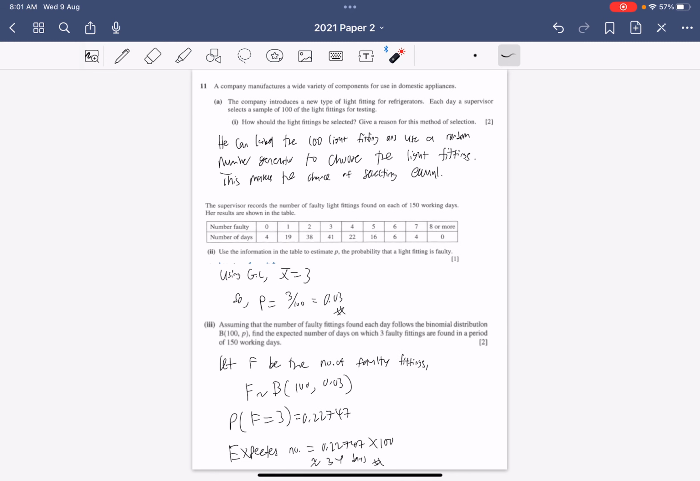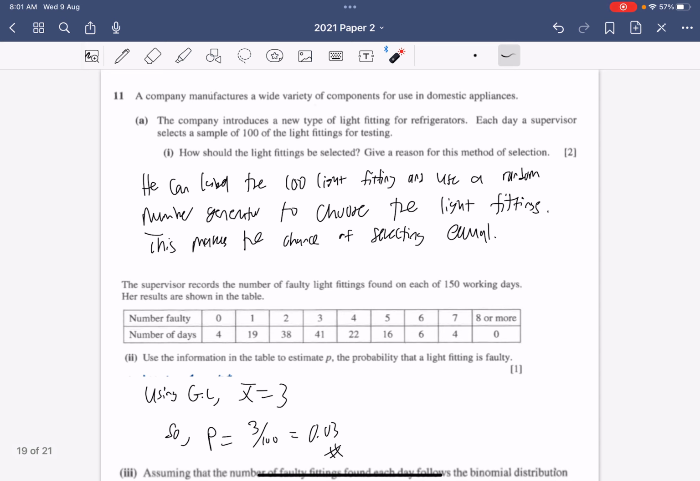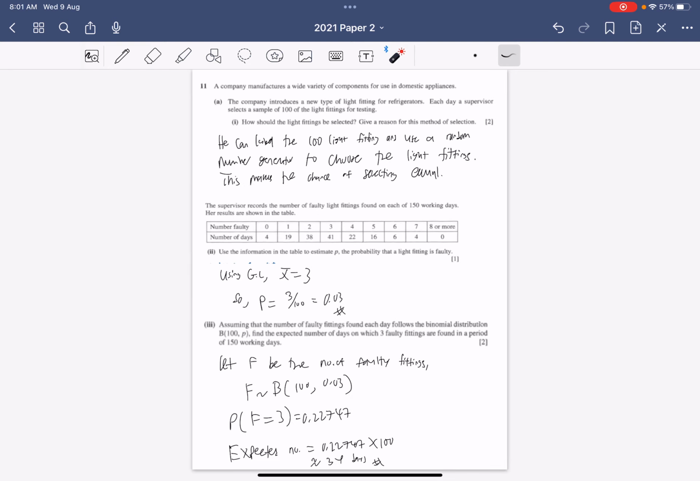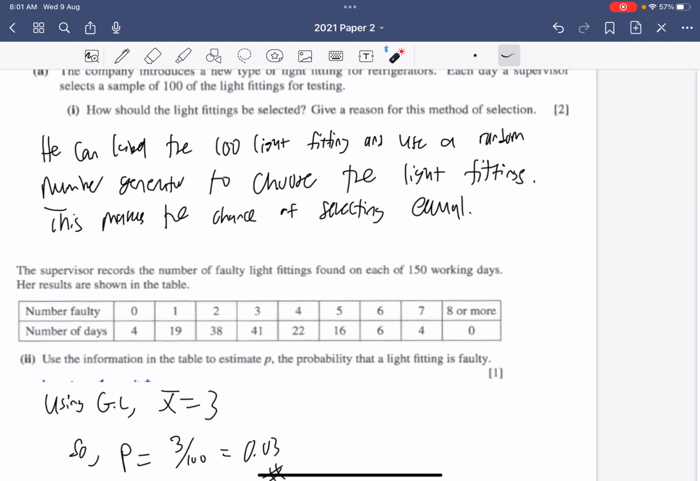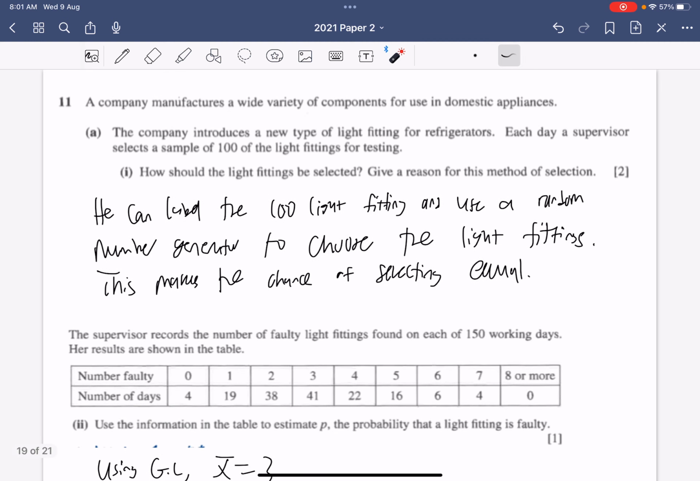Now for the last question, the question starts with another probability question that tests you on binomial distribution, but it's just a general probability question in general. So each supervisor selects a sample of 10 lights. And how should the fitting be selected? Because you want it to be random, so you just use a random number generator and just choose the light fitting. This makes the chance of selecting them equal.